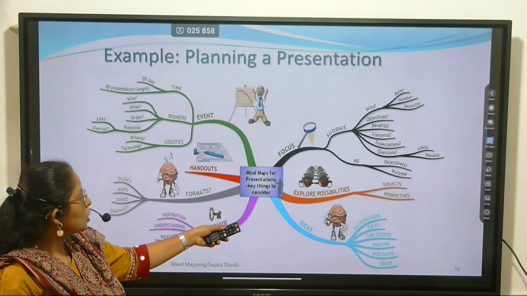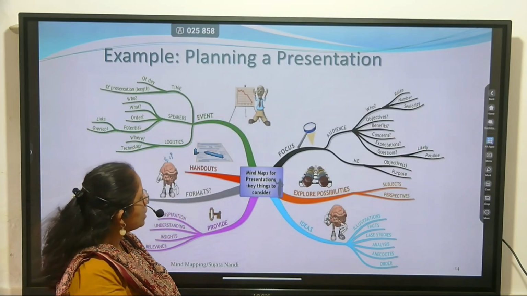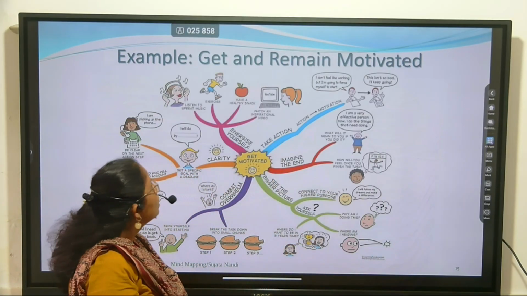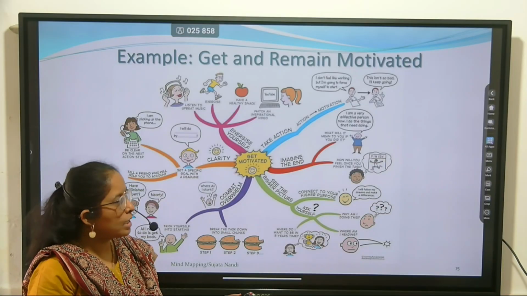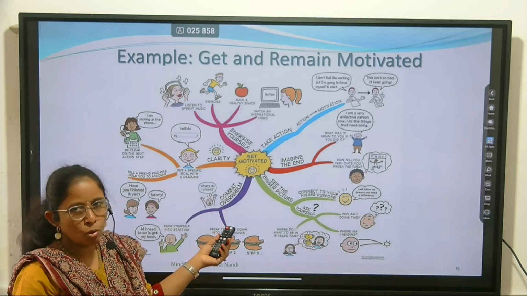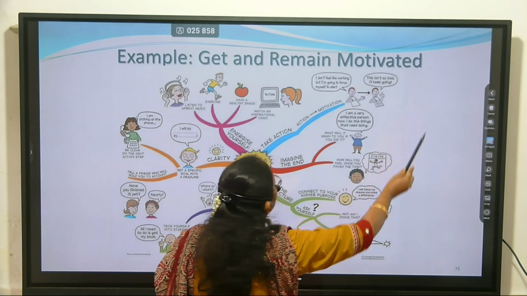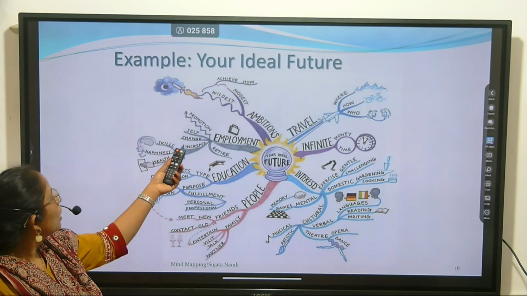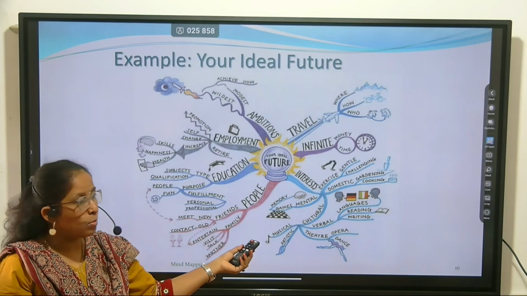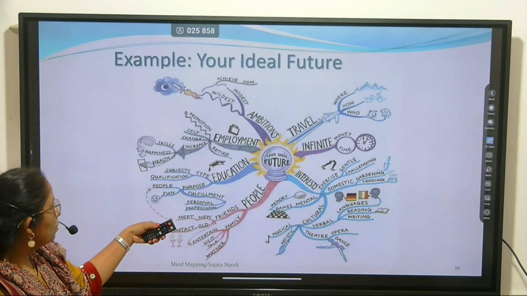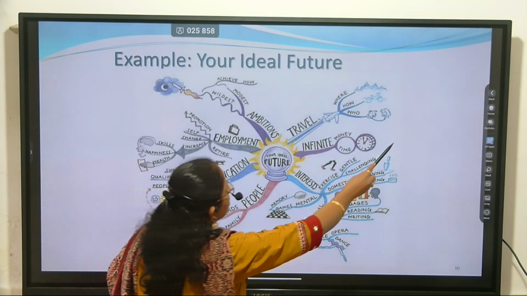Mind map for presentation, key themes to consider. Planning, example planning a presentation. Next is get and remain motivated. Some students cannot study. So what do they have to do to get motivated? It is given in this mind map. So for your ideal future, this type of mind map is asked in the board examination. How ideal your future will be, this idea is described here in this mind map.